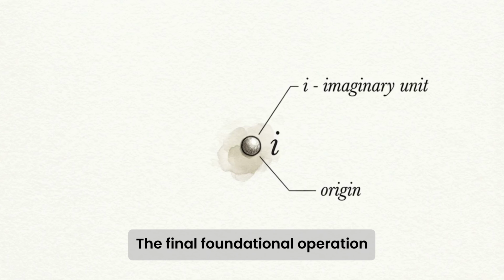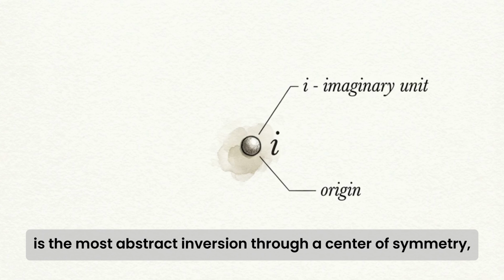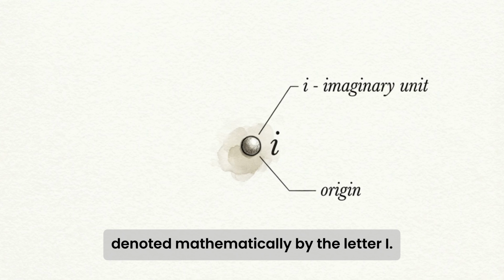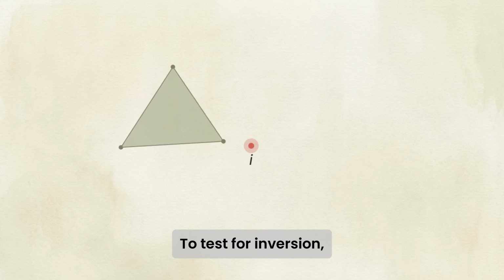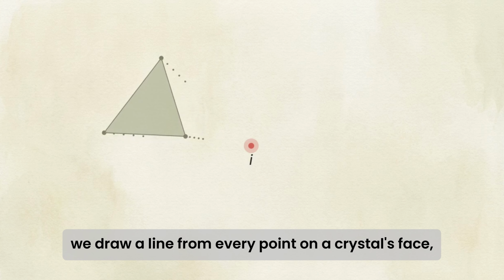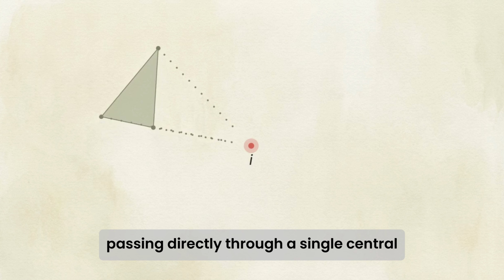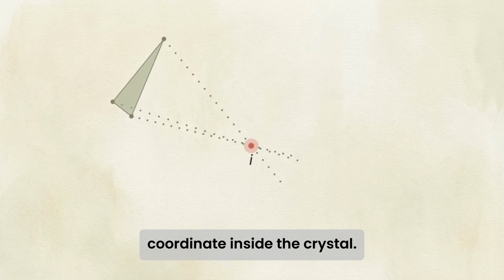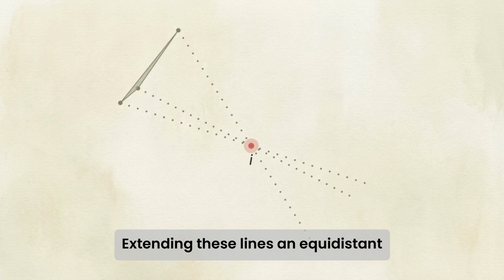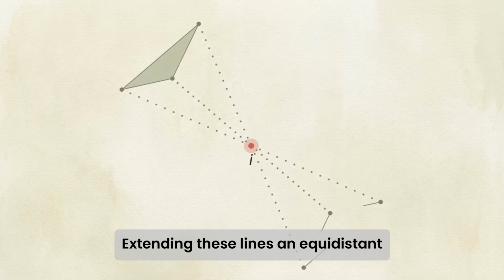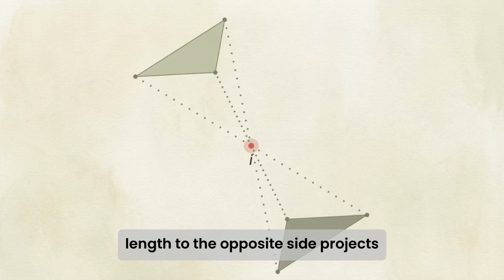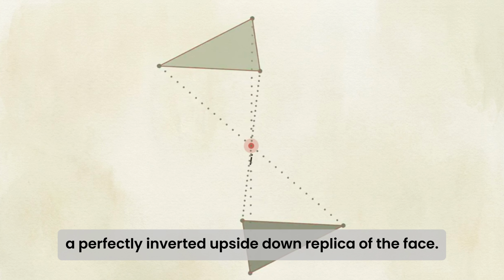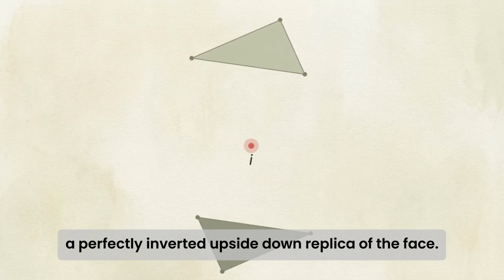The final foundational operation is the most abstract: inversion through a center of symmetry, denoted mathematically by the letter I. To test for inversion, we draw a line from every point on a crystal's face, passing directly through a single central coordinate inside the crystal. Extending these lines an equidistant length to the opposite side projects a perfectly inverted, upside-down replica of the face.